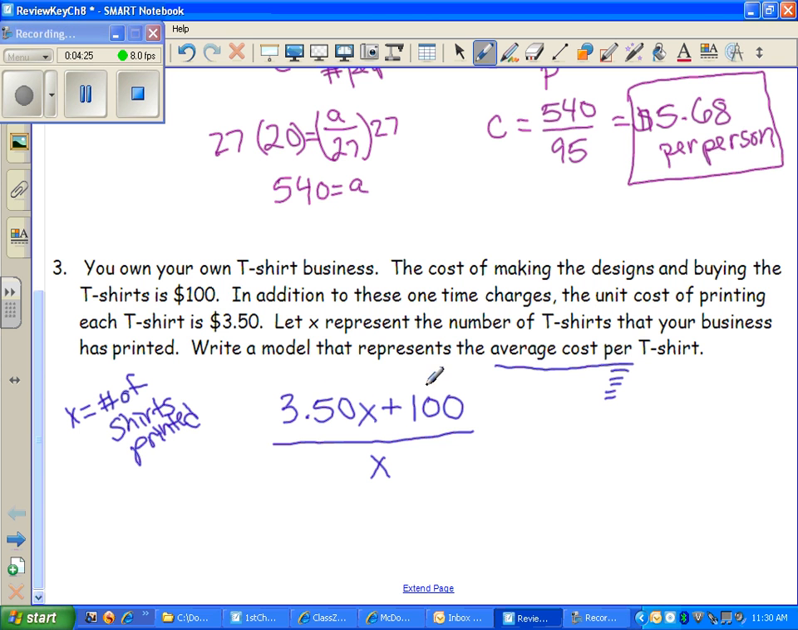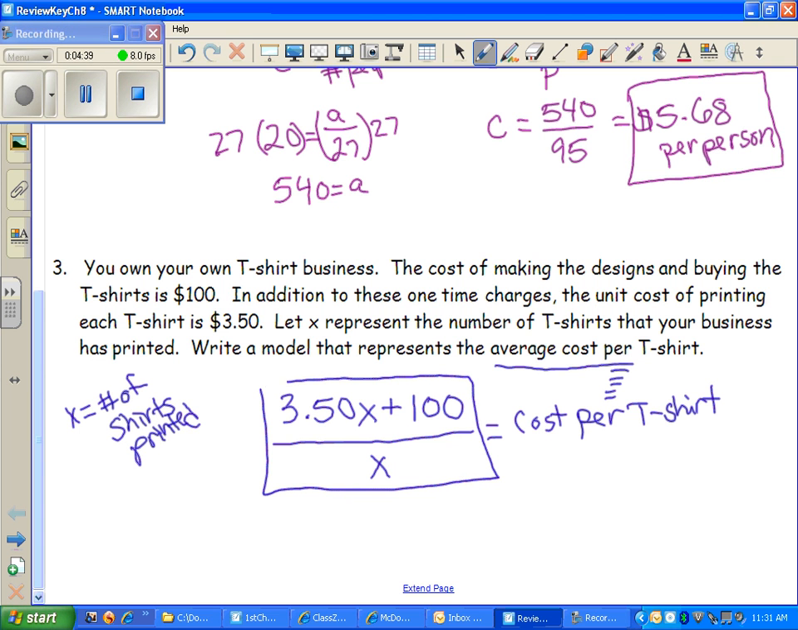So we take this amount divided by the number printed, and this will be the cost per t-shirt that you have completed. So this is the expression, the model that we need for this problem.